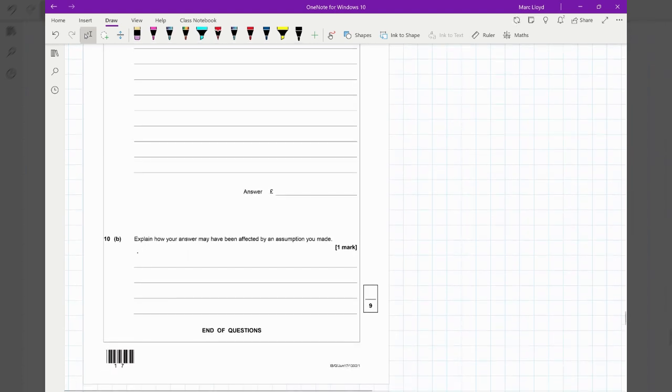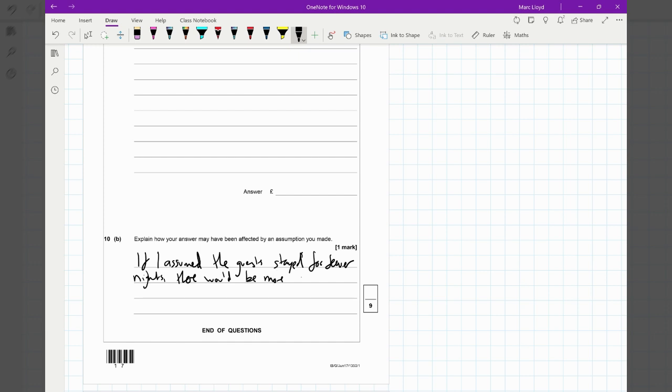So if I assumed the guests stayed for fewer nights, there would be more changes and therefore the costs would be higher.